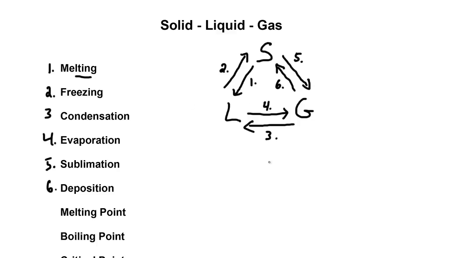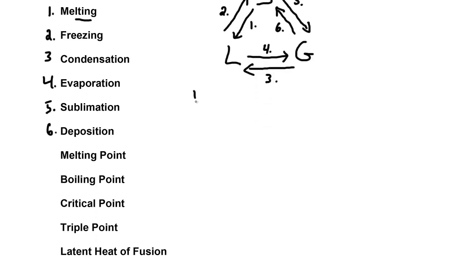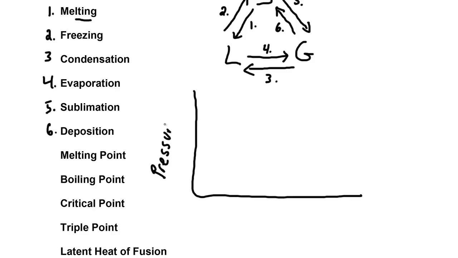So the best way to do this is to draw your little triangle, put your solid, liquid, and gas in there, and just draw the arrows and fill it in. So just make sure you know the transitions from each state. All right, now let's draw another picture. What we want to do is look at a picture that has to do with pressure and temperature.